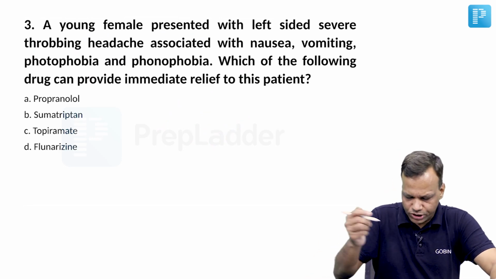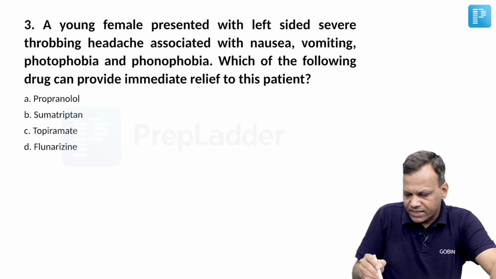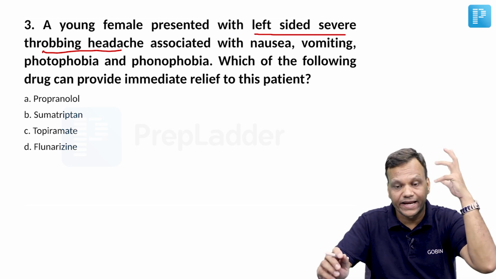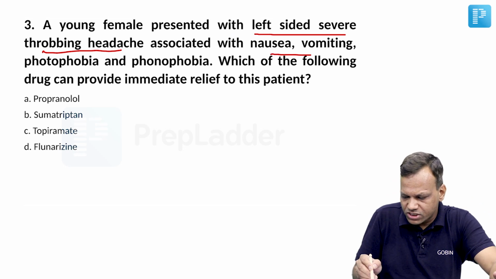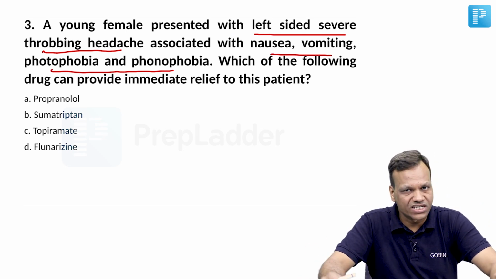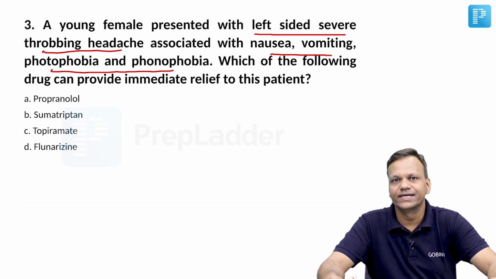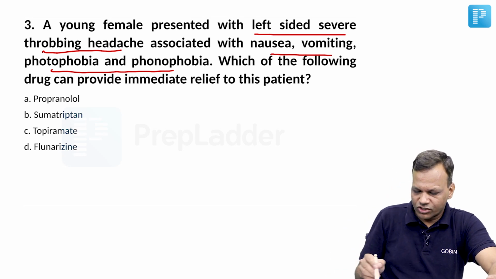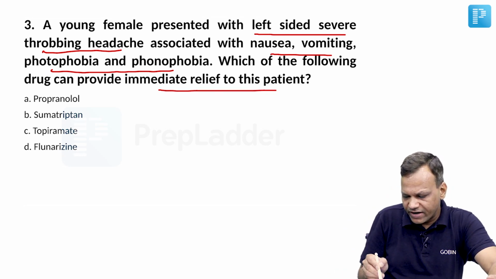Okay, so moving to next question. A young female presented with left-sided severe throbbing headache, pulsatile headache, associated with nausea, vomiting, photophobia and phonophobia. So you must have made the diagnosis. Yes, you are correct. It is migraine with aura. Which of the following can provide immediate relief to this patient?